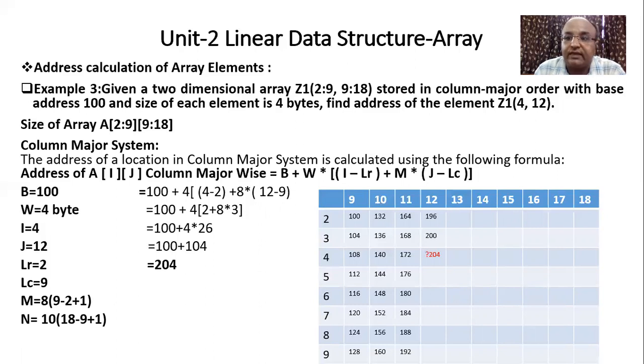Okay, we are going to find out the address of which element? 4, 12. So row index will be 4 and the column index will be 12. So value of I will become 4 and value of J will become 12. Now you can understand what will be the value of LR, that is the lower index of row. That is given, 2. Now what is LC? That is lower index of column, that is given already in the definition, that is 9. So now are you ready with the LR and LC?